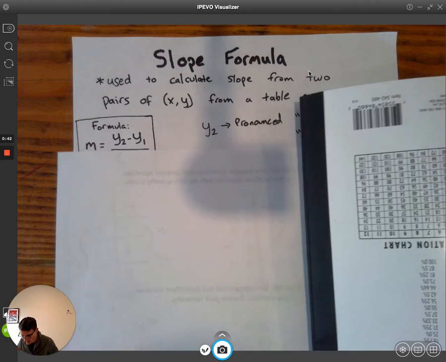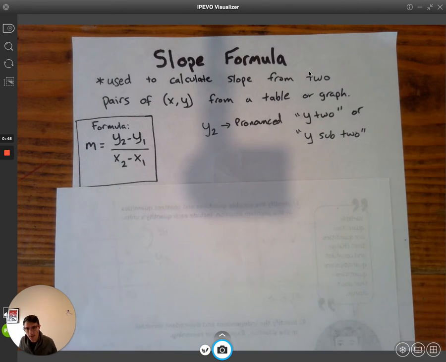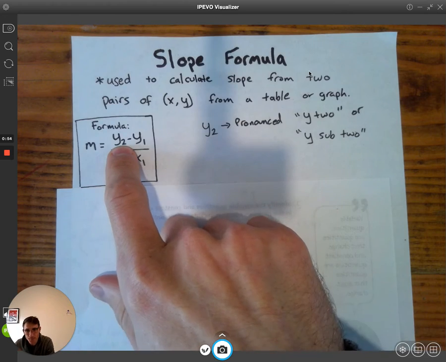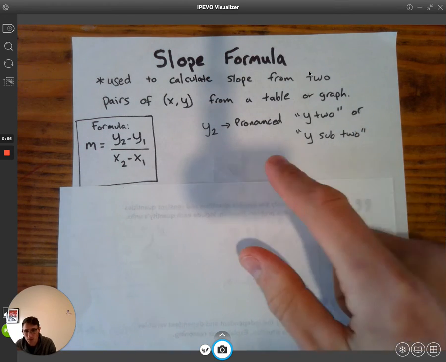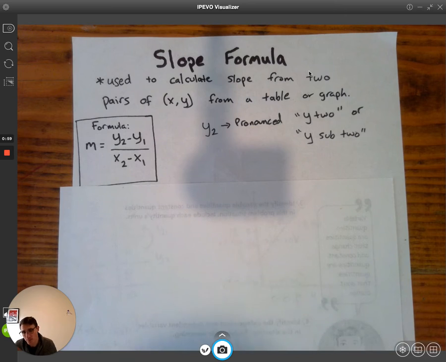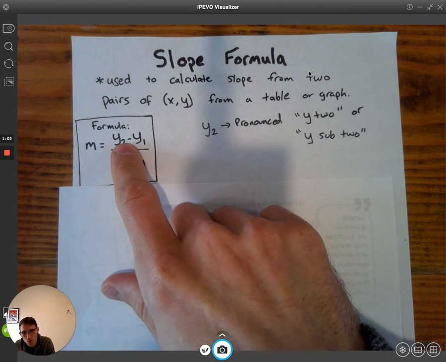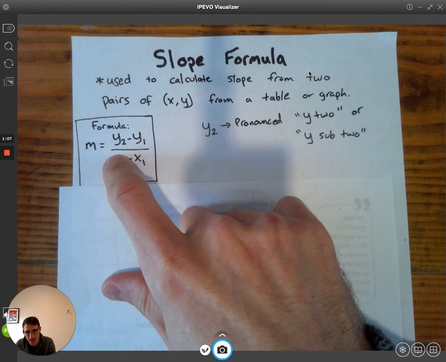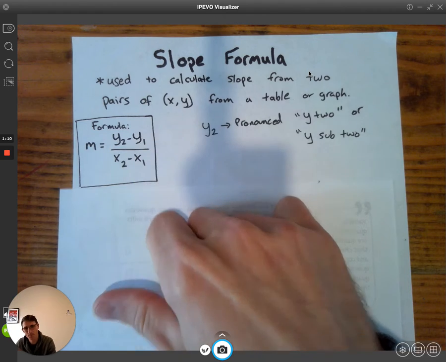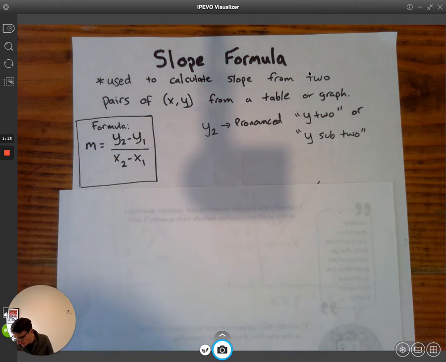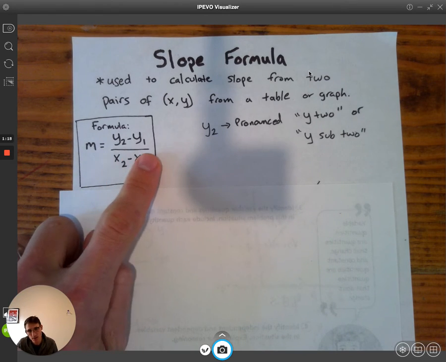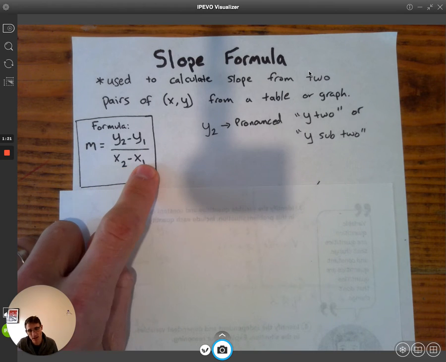The actual formula itself looks like this. Now when you see something like that, that can be pronounced as y2 or y sub 2. Anytime you see a small number like that, we call that sub. So y sub 2 minus y sub 1. I just call it y2 and y1, but they're both fine. So the formula for slope, remember m is slope, is y2 minus y1 divided by x2 minus x1.